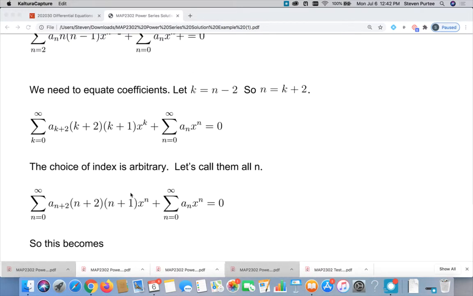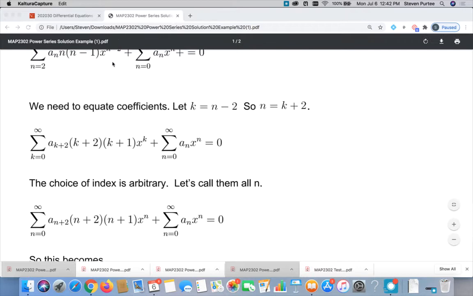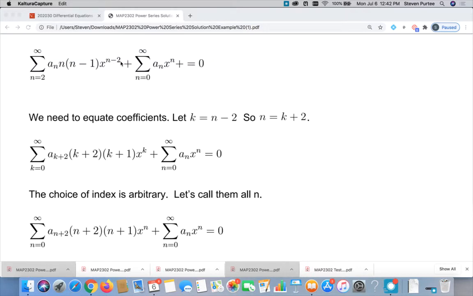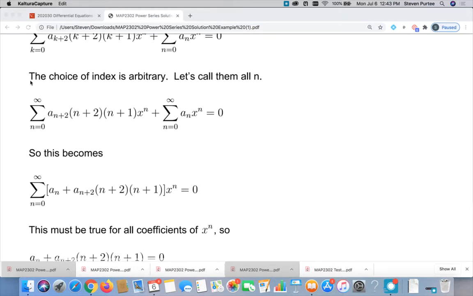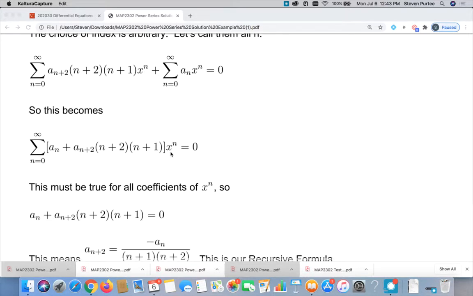So again, the shortcut here to get from here to here is I need these powers to match up. So I need all of these, everything inside the sum, to go up by 2 to match here just regular n. The way we counterbalance that is bring this down by 2. Okay, now my sums start at the same place. I have the same power. I can combine them together into one single sum.